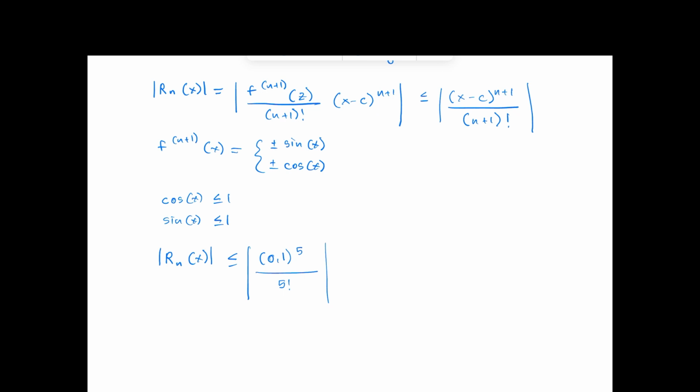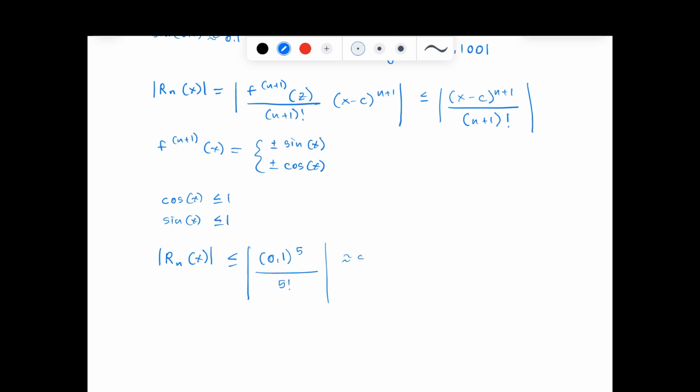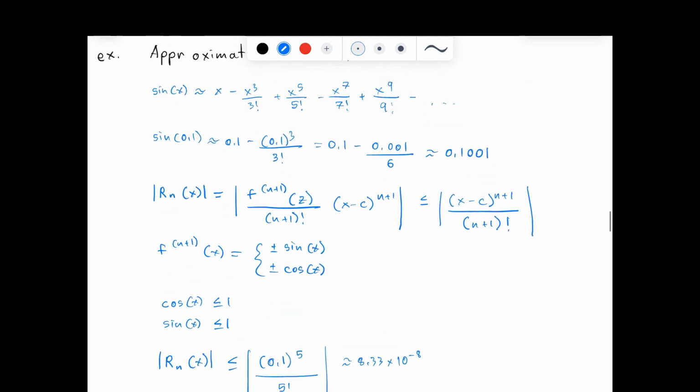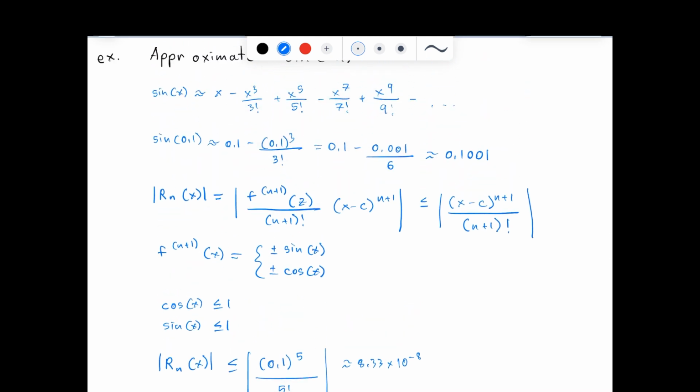And in doing that, this rounds to 8.33 times 10 to the negative 8. So what that's telling you is we have a pretty good approximation with a very, very simple polynomial, right? We only considered the first two terms, x minus x cubed over 3 factorial.